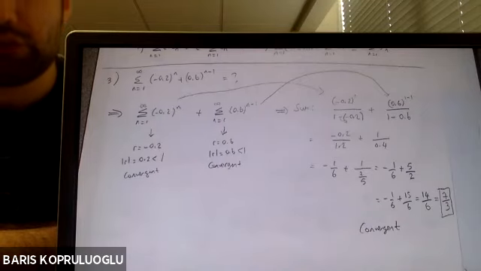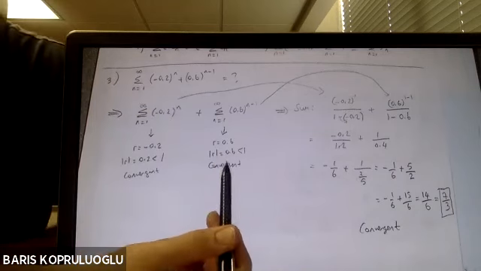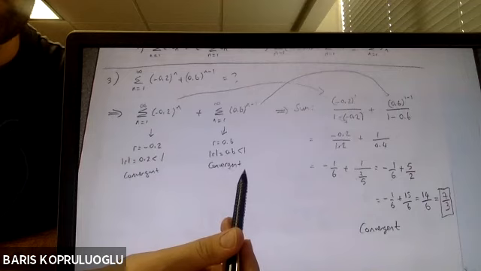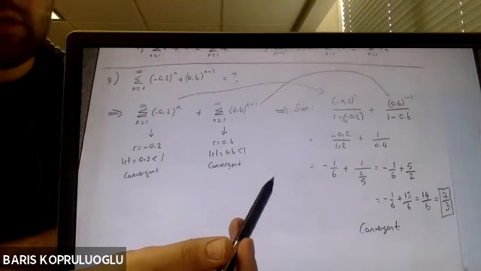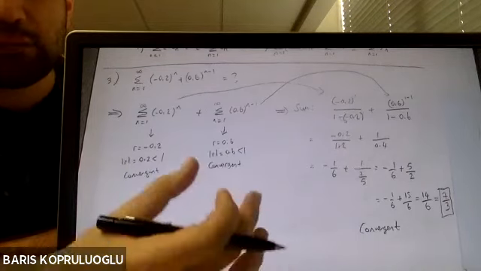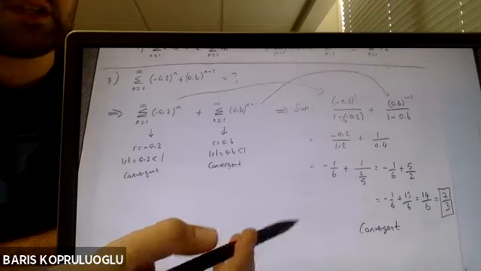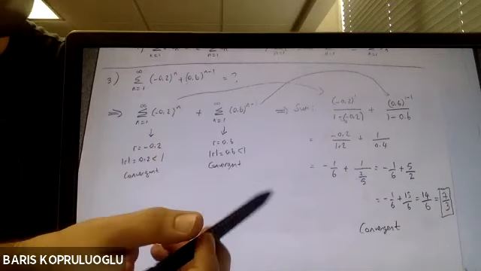So any questions on this example? Again, if one of them was divergent, the answer would be divergent and you wouldn't need to calculate any sum. But since they're both convergent, we can calculate the sum of these two series, and the sum of these two series is going to give us the sum of the original series.